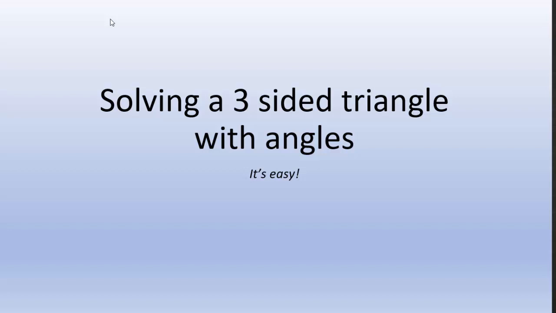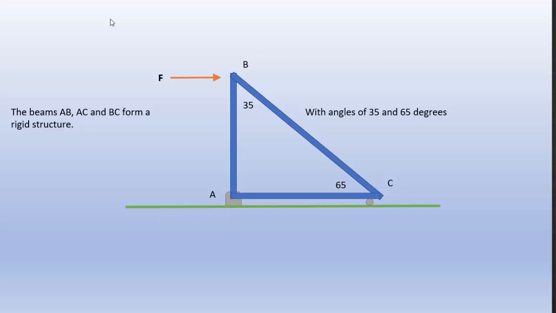Today we're going to learn a statics problem, a three-sided triangle with angles. So let's take a look at what we got here. Okay, so we have a triangle with beams AB, AC, and BC with a force applied to it. So at B, there's a horizontal force pushing in at B.